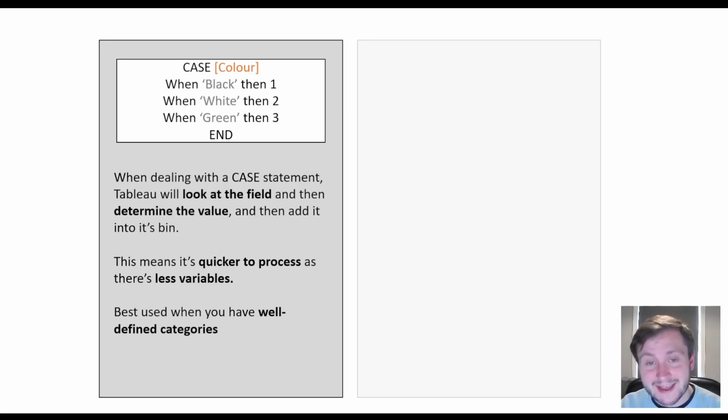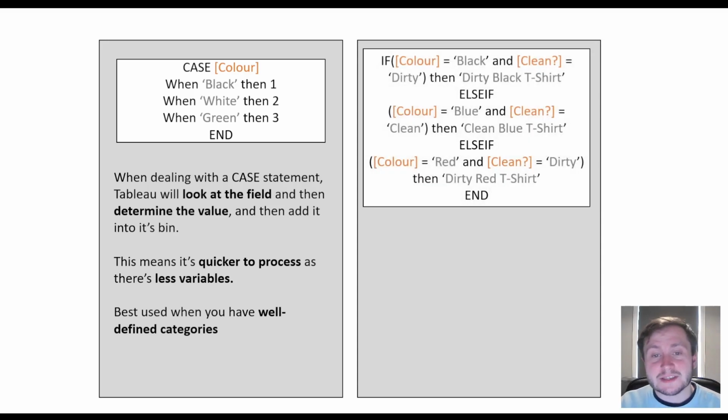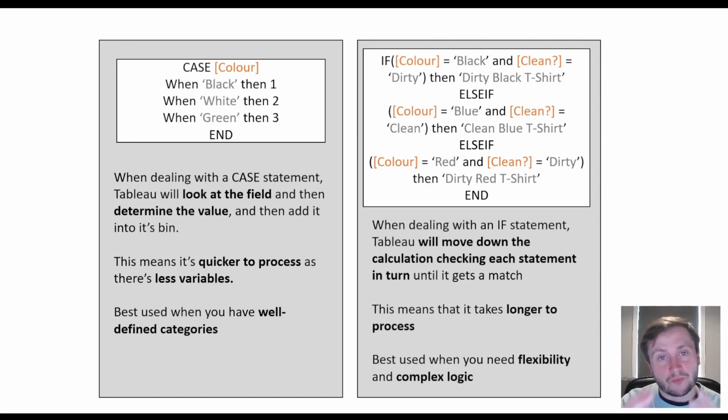Now, if we have a look at an if statement here, we can see we've got quite a lengthy one. Starting off with an if, so if it is black and my clean field says dirty, then I want to label it as a dirty black t-shirt. Then I've got an else if, so if that's not true, then on to my next one. It's going to say, is it blue and is it clean? And if that's not true, then it's going to go to my third one and say, is it red and is it dirty? So as we saw there, when dealing with this, it's going to move through each of these statements one after the other.